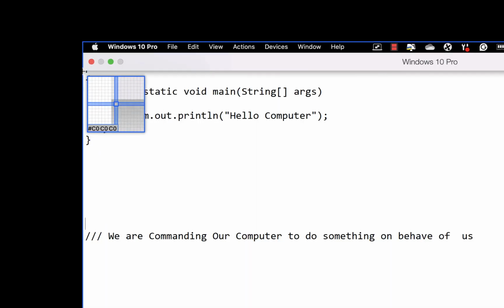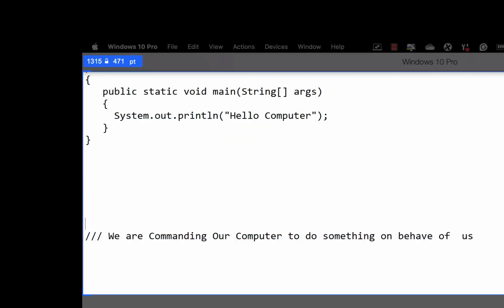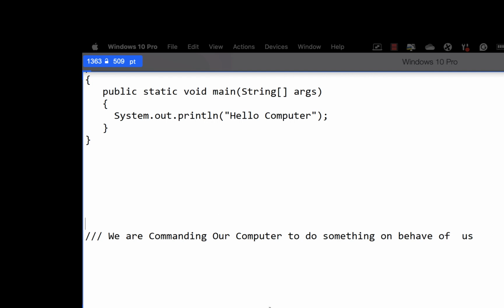So if you see here, let's say this is you. I'm just trying to draw a picture. So this is you, and you are trying to command or order your computer. The first word you wrote here is System. Now what does it mean that you are saying System?